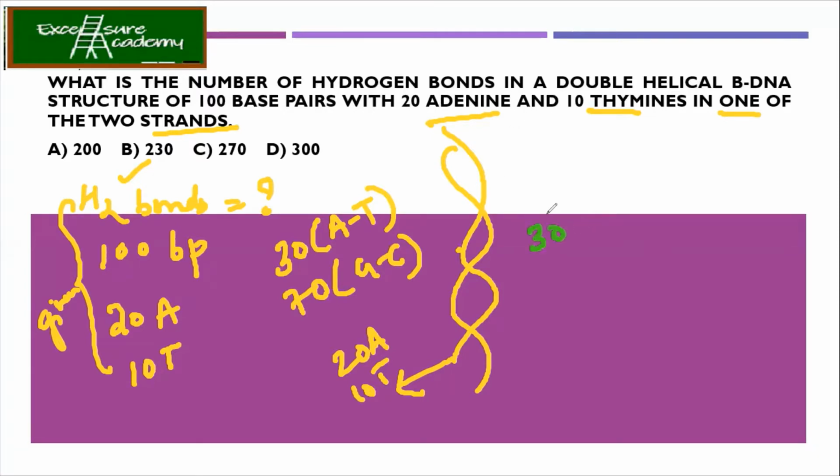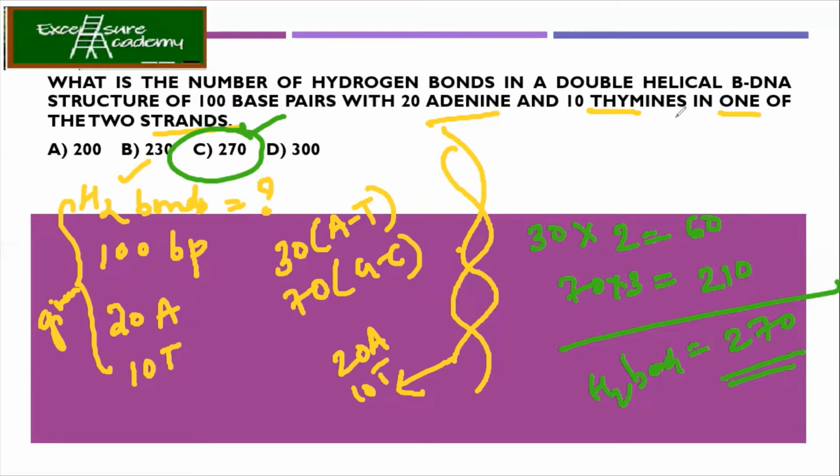So 30 into 2, 60. 70 into 3, 210. So total hydrogen bonds becomes 270. So your option C is the correct answer. What I have given today was the most simple one. Initially I had taken more difficult ones. That's why I'm telling, please read the question properly.